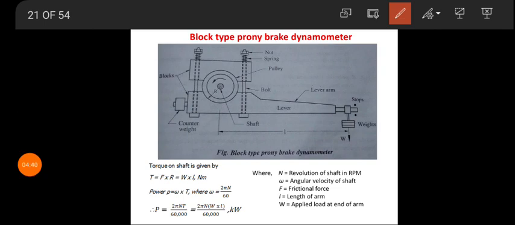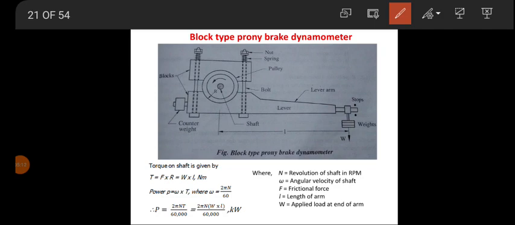So here you can observe in this diagram, these wooden blocks which are just above the pulley. It consists of a pulley, and a shaft is attached to that pulley. So here we have a shaft, after that shaft we have a pulley. Then we have two wooden blocks, and these two wooden blocks are just above the pulley.